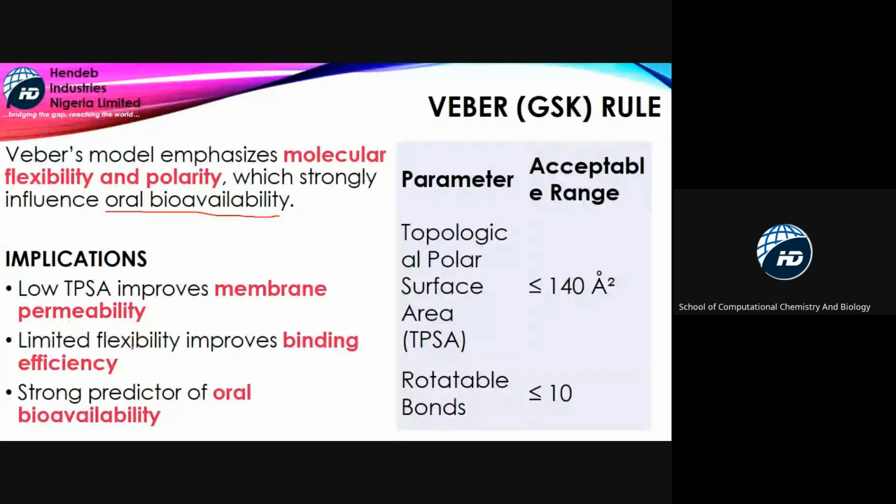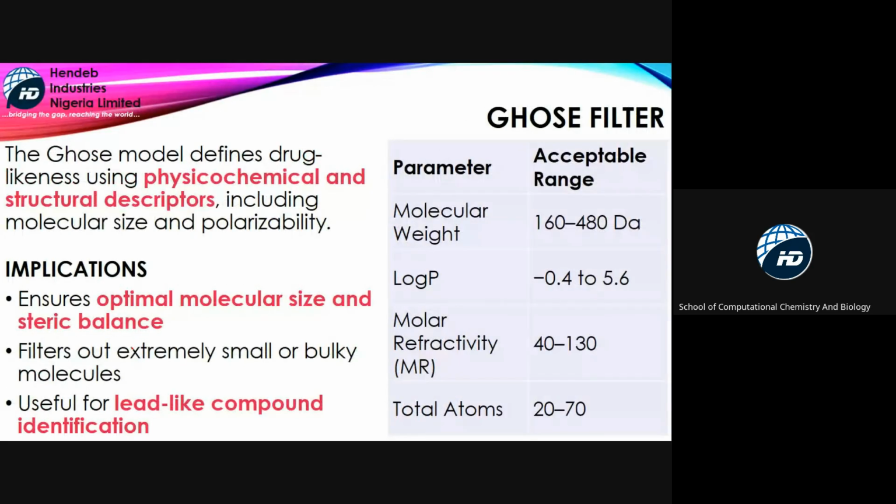All right. So we shall go ahead to the third model, that is the Gauss filter. What is it all about? The Gauss model defines drug likeness using physicochemical and structural descriptors, including molecular size and polarizability.